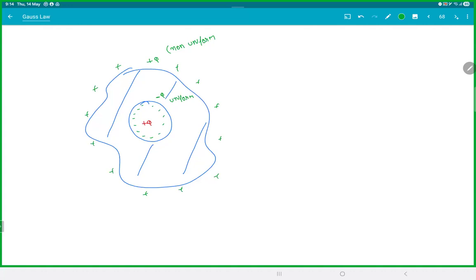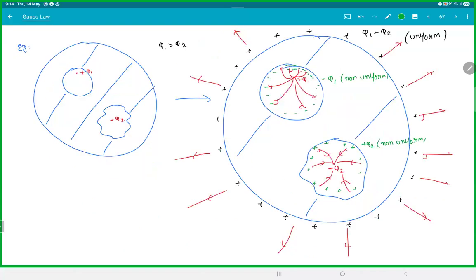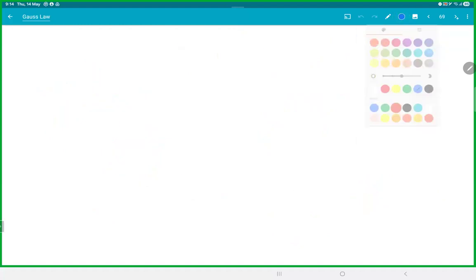Any doubts on this? There, we started with the field inside a conductor is zero, and we developed all these things like how giving a charge to a conductor will make things clear. And let me add one more point here.